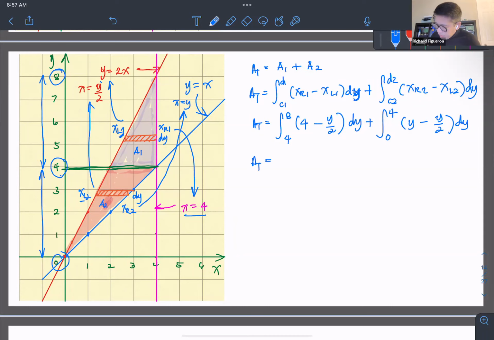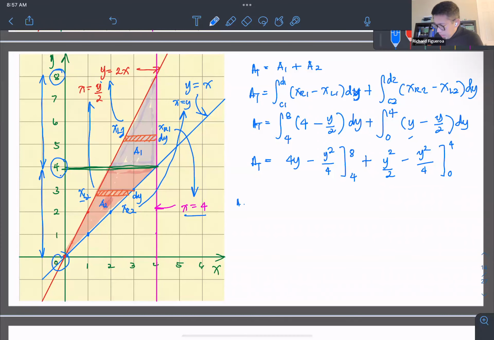Okay? So now, we evaluate it. So we find the integral of 4. Integral ng 4 is 4y, minus integral ng y over 2. So di ba y is y squared all over 2 times 1/2. That makes it y squared all over 4. Then, so boundary is from 4 to 8. Kasi yung pangalawa naman, integral ng y is y squared all over 2, and minus yung y over 2 is y squared all over 4. So boundary is from 0 to 4.